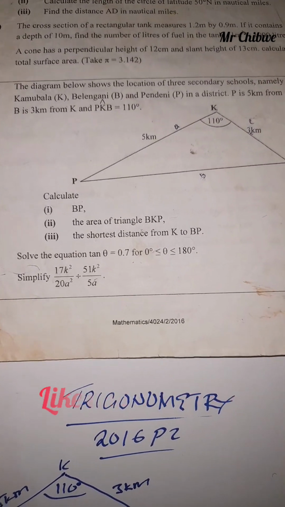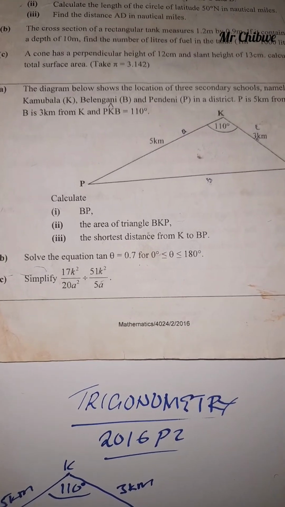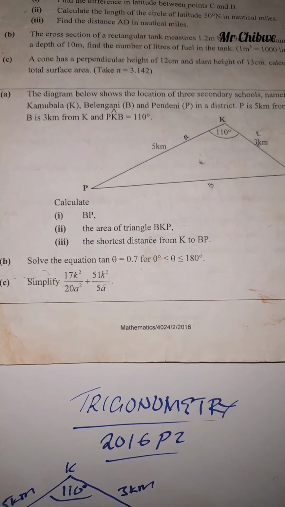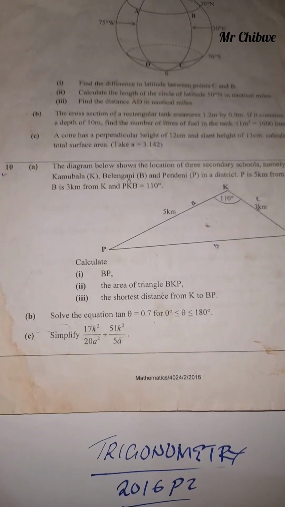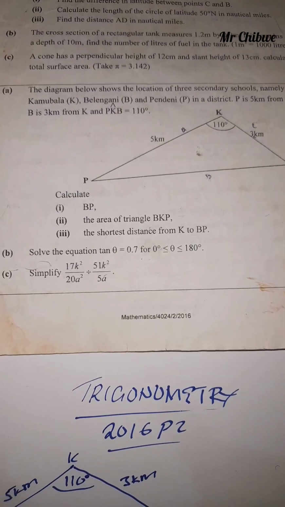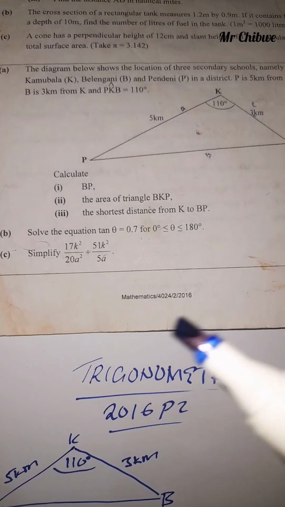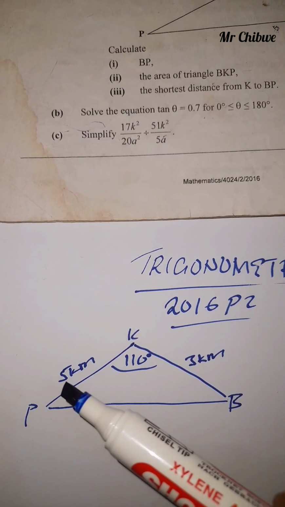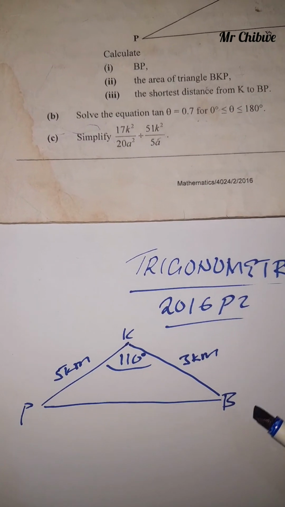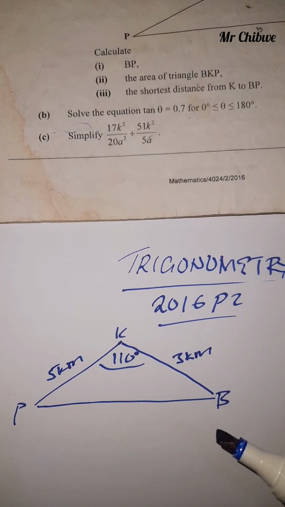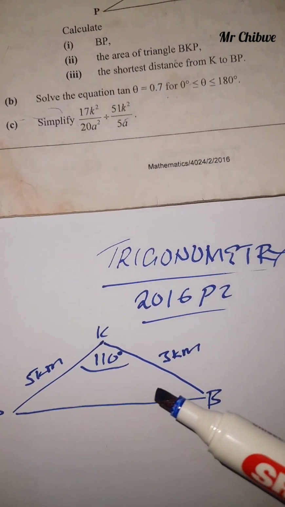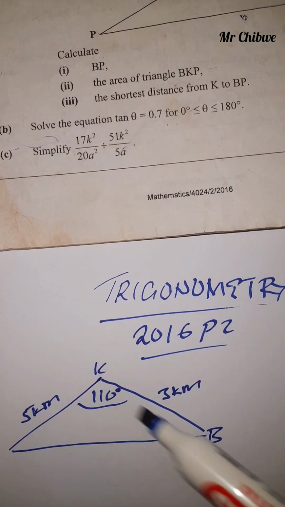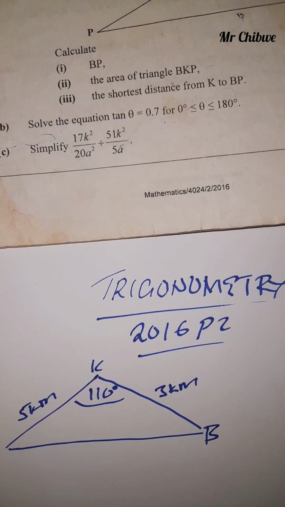The question we're going to answer this morning is 2016 paper 2, question 10, section B, question 10 under trigonometry. In this question we are given three sides. We are given K, P and B, or KPB. Then we are given the side PK 5 kilometers, BK 3 kilometers.